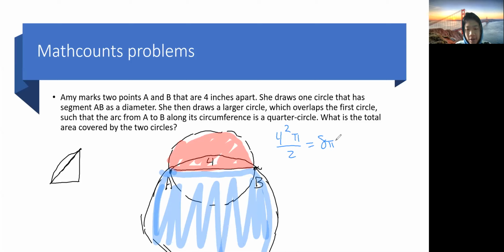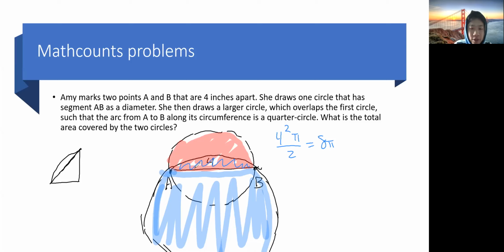The blue part is harder. So how do we find the blue part? Well, the blue part is just the big circle minus this little section right here. Big circle minus that section. So if we can find the area of the big circle and we subtract out that section, we'll have the area of the blue section, right? So what's the area of the big circle anyway?